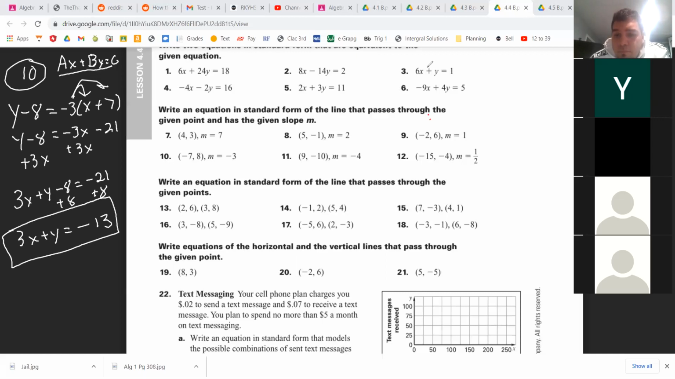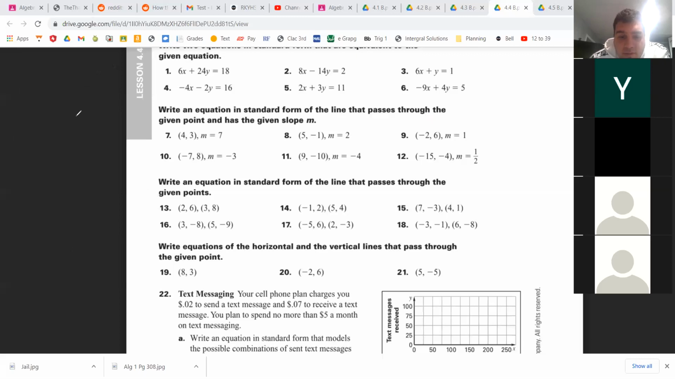Wait, what lesson is this? This is 4.4. Standard form. So number 13 to 18, we're going to do, let's see. Let me do number 16.